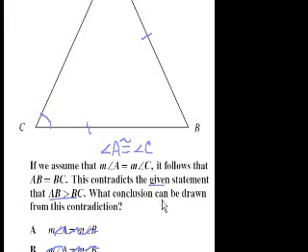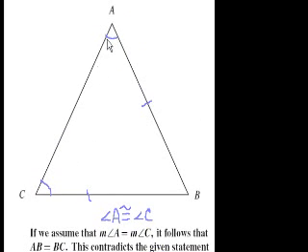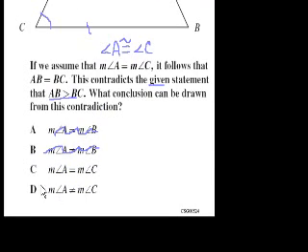What conclusion can be drawn from this contradiction? When we made the assumption that the measure of angle A is equal to the measure of angle C, it followed that these two sides are equal, which contradicted the given statement. Therefore, the measures of these two angles cannot be equal to each other. So we know from the contradiction that the measure of angle A cannot equal the measure of angle C. We can't make that assumption because it leads to a contradiction. So the correct answer is D. All right. I'll see you in the next video.